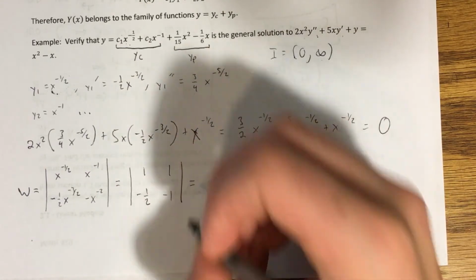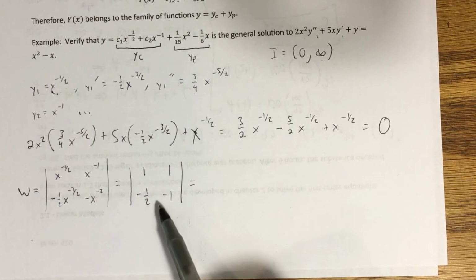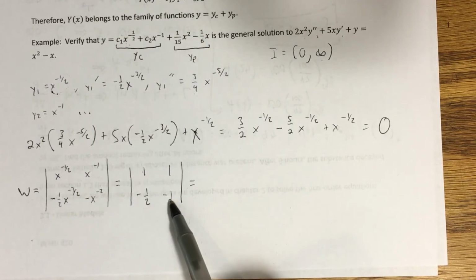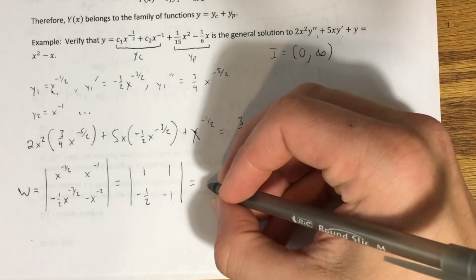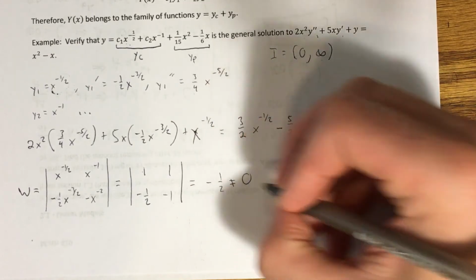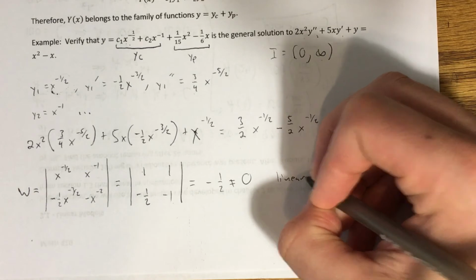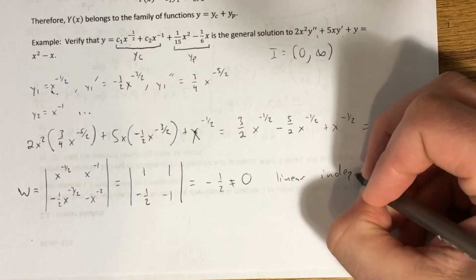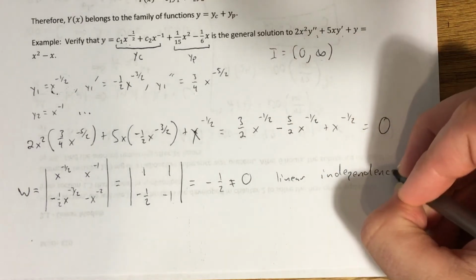What is that determinant? So 1 times negative 1 is negative 1, minus negative 1/2. That's negative 1 plus 1/2, or negative 1/2, which is not equal to 0. So we have linear independence. Again, that's good. We want that.